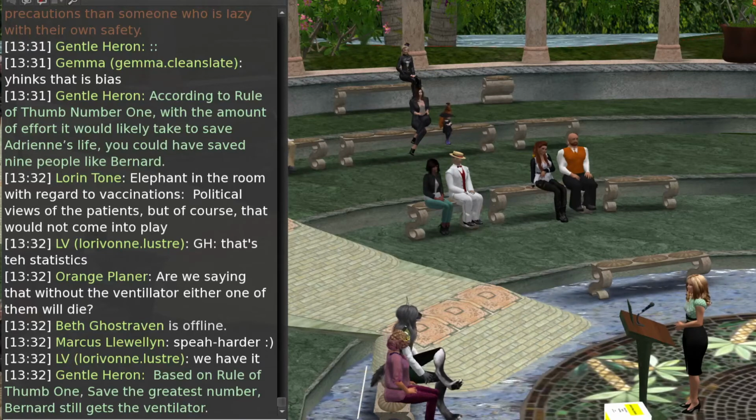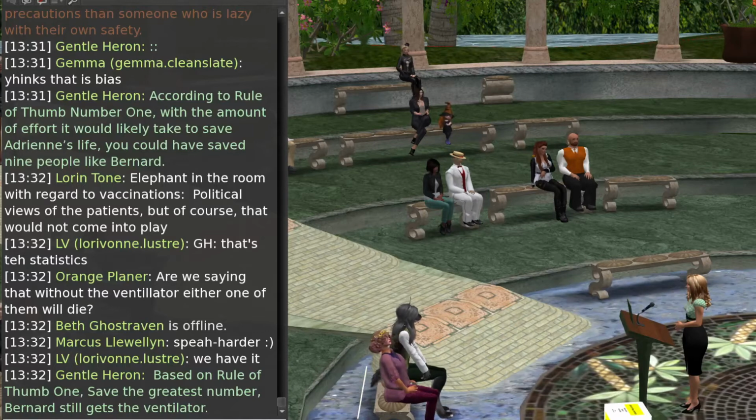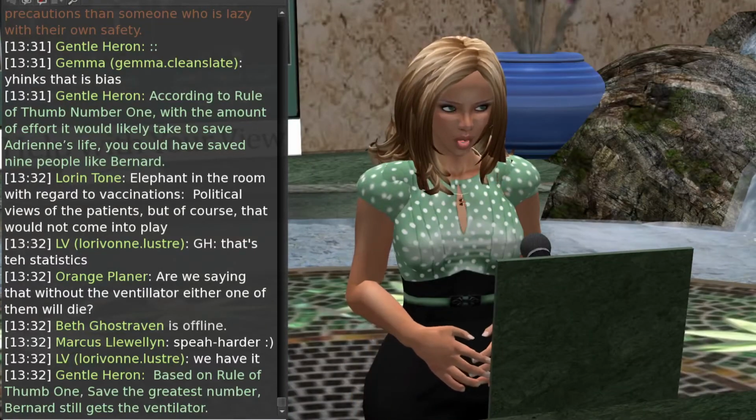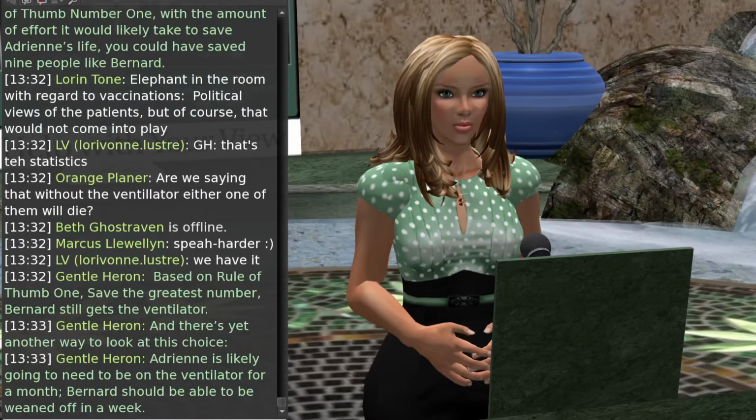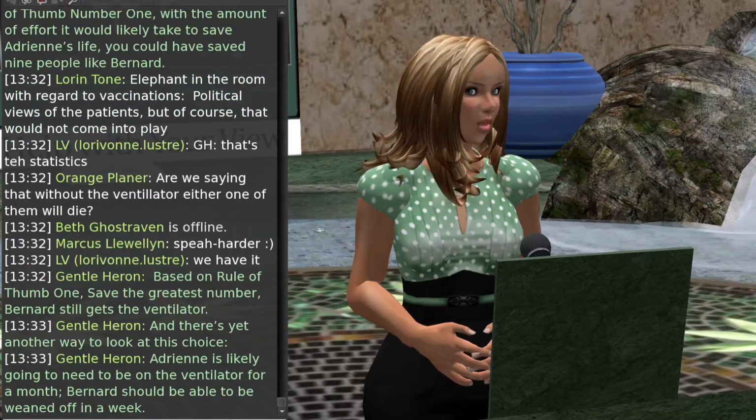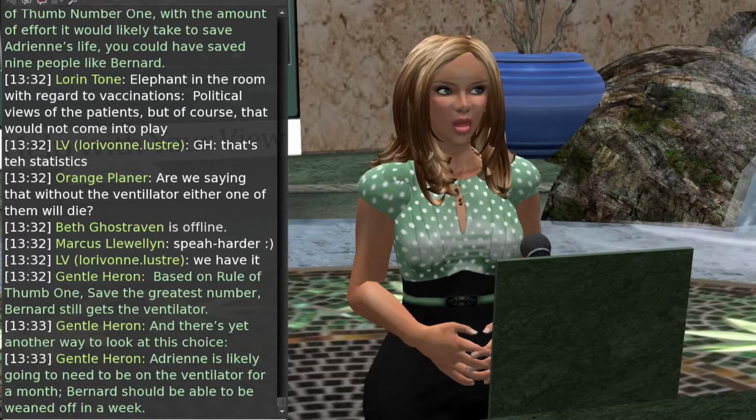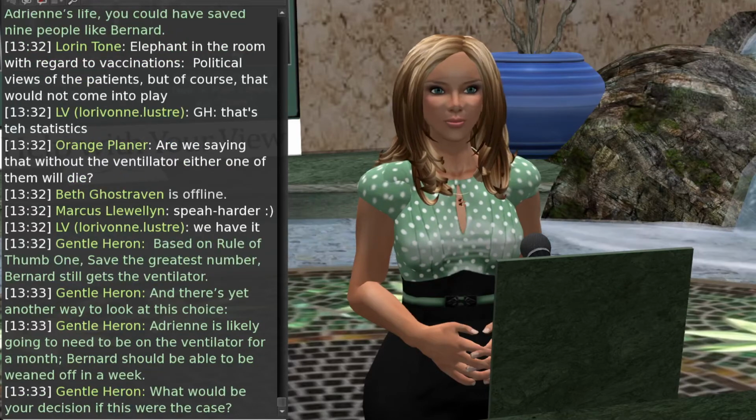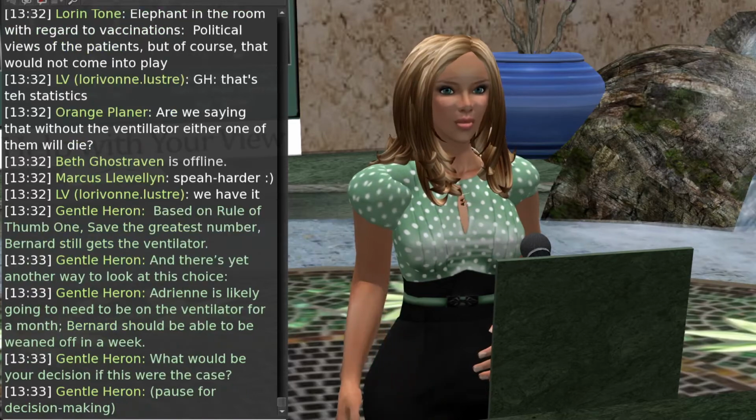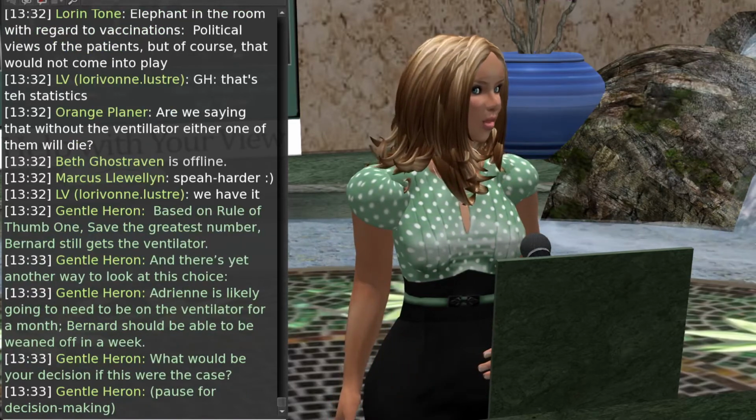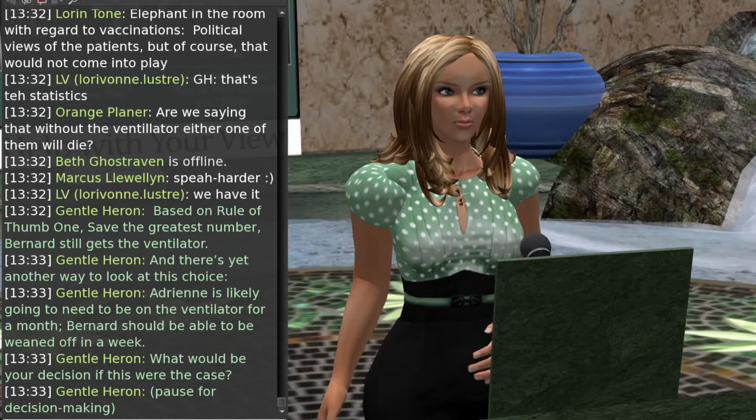Okay, based on rule of thumb number 1, save the greatest number, Bernard still gets the ventilator. And there's yet another way to look at this choice. Adrian is likely going to need to be on the ventilator for a month. Bernard should be able to be weaned off it in a week. What would be your decision if this were the case? If Adrian needed to be on the ventilator for a month, but Bernard only needed to be on it for a week.